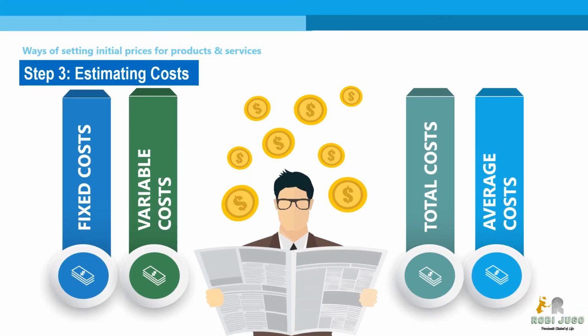Now we proceed to the next step of setting price, which is estimating of cost. A company is concerned about different costs. It could be fixed or it could be variable. But of course, the bottom line is the total cost. They are also concerned about the average cost, which is said to be the cost per peso.